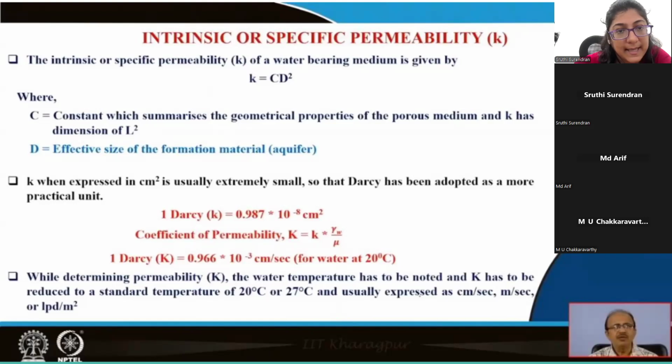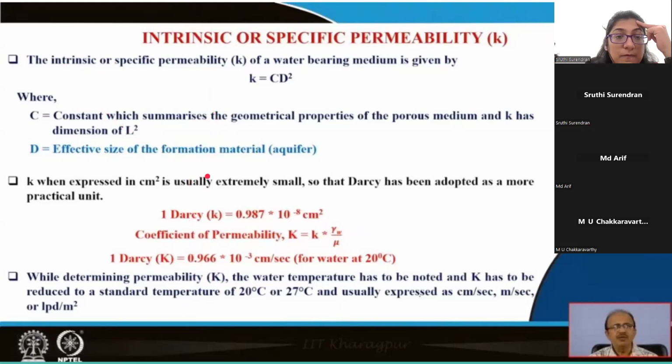Now, since k is usually expressed in centimeter squares, the unit is going to be very small. As a result, there's another unit called Darcy, where 0.987 into 10 to the power minus 8 centimeter square is equal to 1 Darcy.